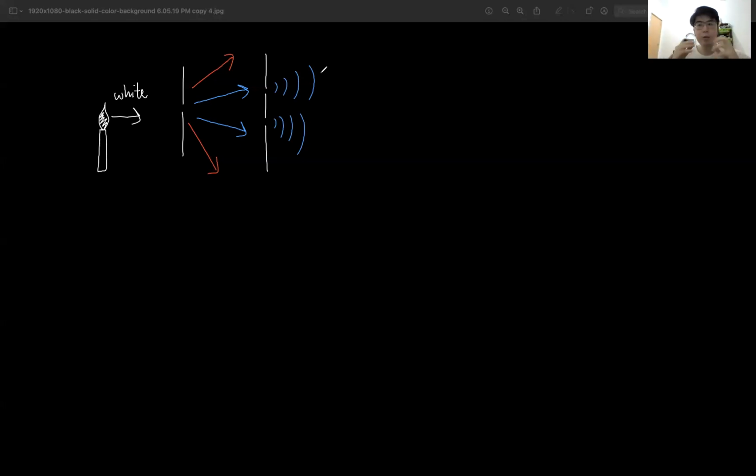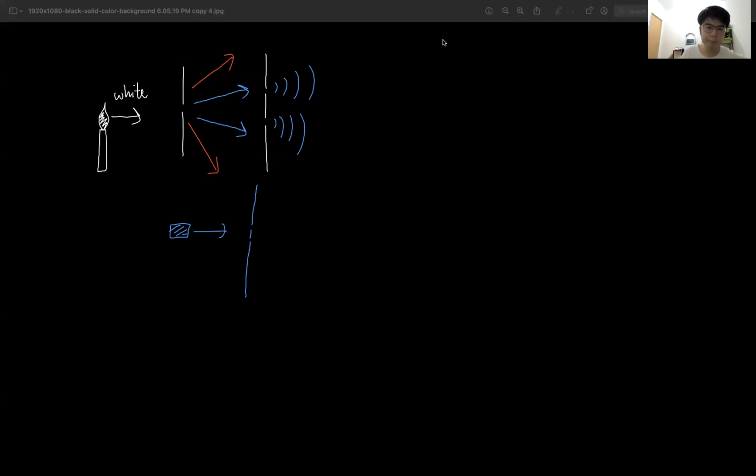But nowadays, we don't use a candle anymore, right? We use a laser, because we already have lasers, monochromatic light, that only sends out one light. So we can actually eliminate the first part of it, and we just use a laser straight away to the double slit, like this.